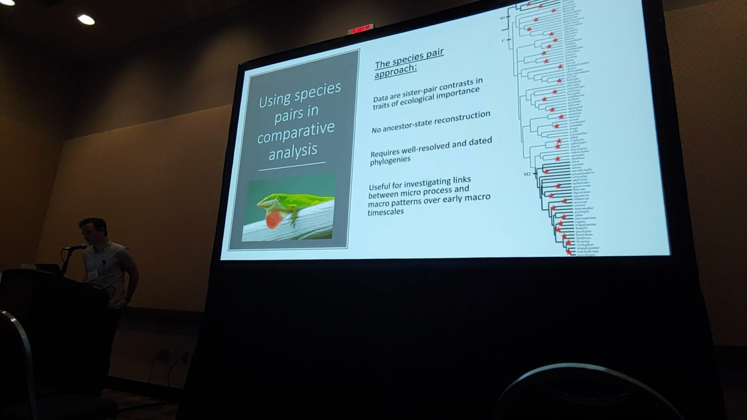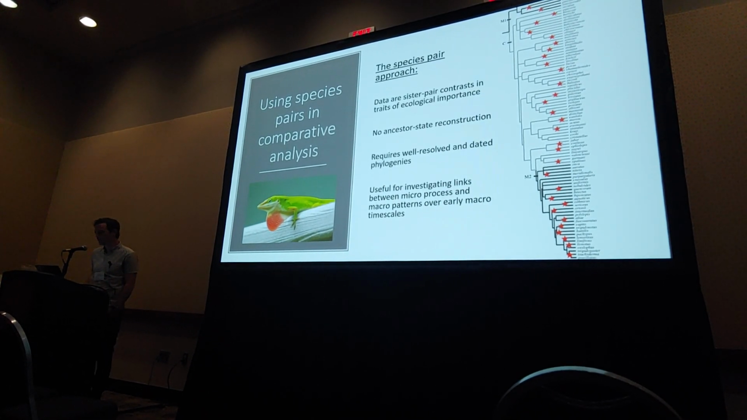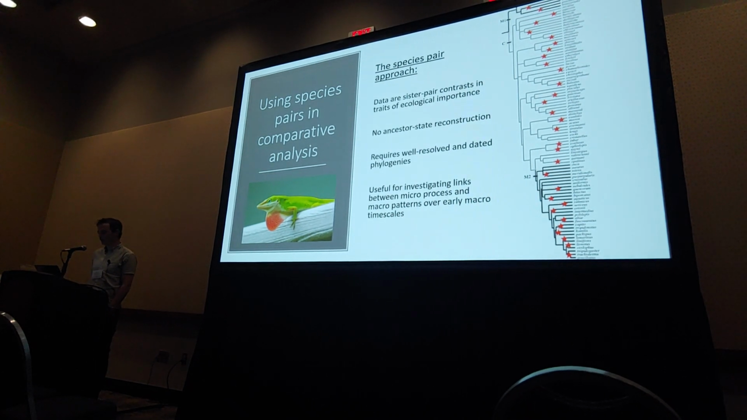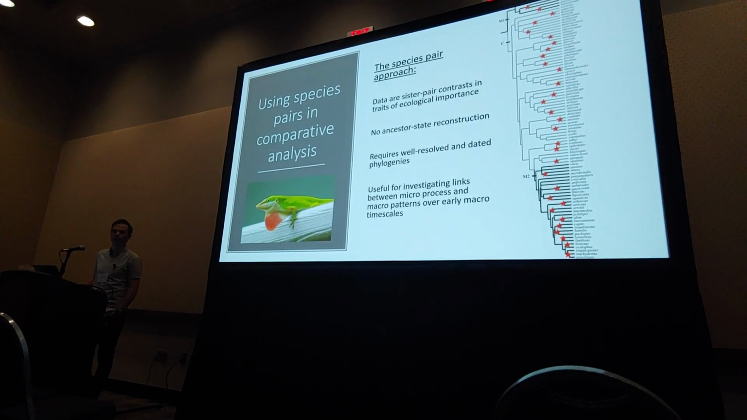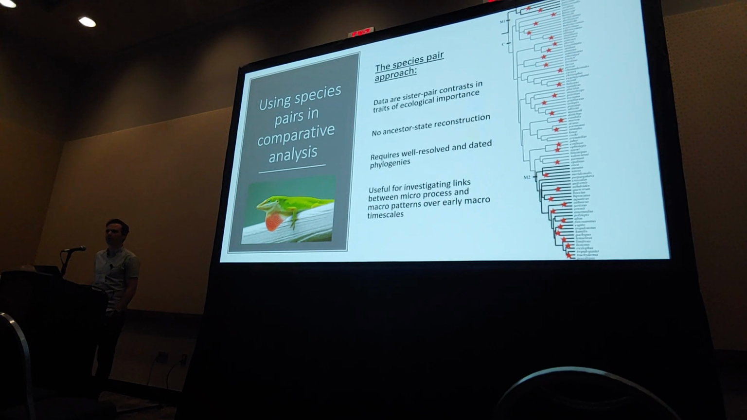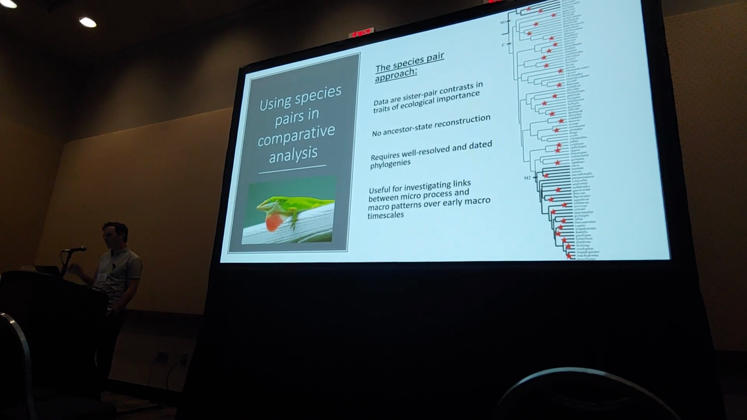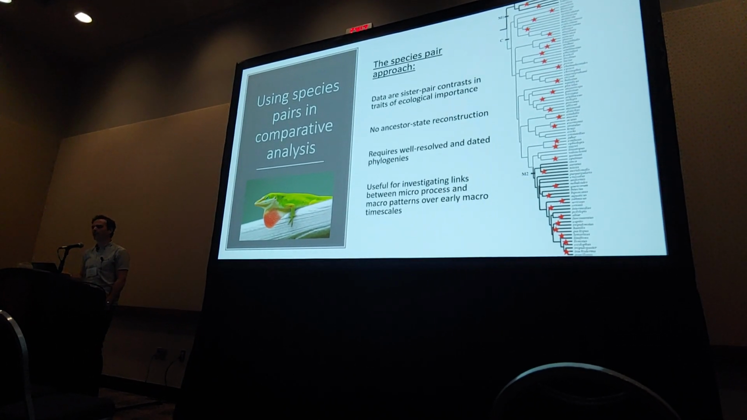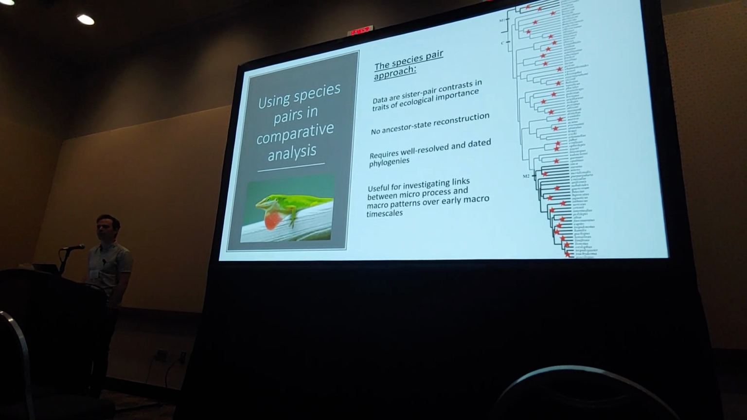So the data that we're using are sister pair contrasts in traits of ecological importance. There's no ancestral state reconstruction involved. Where the metric of interest is divergence, the ancestral state is 0; an ancestor hasn't diverged from itself. It requires well-resolved and dated phylogenies. So the method I'm going to be talking about is only good for those taxa for which we have species-level resolution. And it's useful for investigating links between microprocesses and macro patterns over early macro timescales. What I mean by that is you're not going to be looking at dynamics of evolution since the Cretaceous. We're going to be looking at how things have diverged towards the tips of trees since the most recent speciation events.